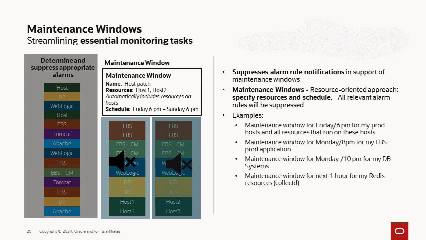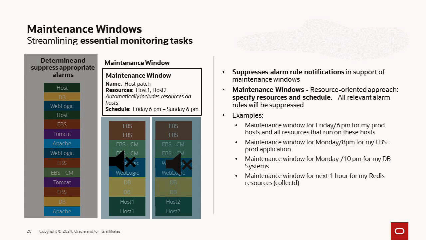So we've streamlined this essential monitoring task by providing a feature called maintenance windows that has a resource-oriented approach. When creating a maintenance window, users will specify their resources and the time of their window, and we'll take care of suppressing all of those relevant alarms. In this example, the user wants a maintenance window on host 2 and all the resources that are running on that host. Stack monitoring will identify the corresponding alarm rules for those hosts and the resources running on those hosts and suppress them accordingly.